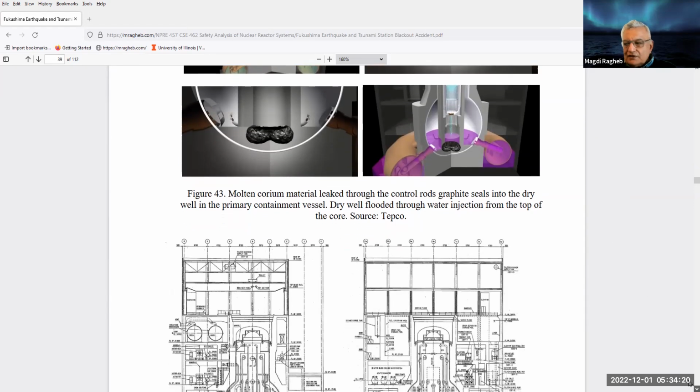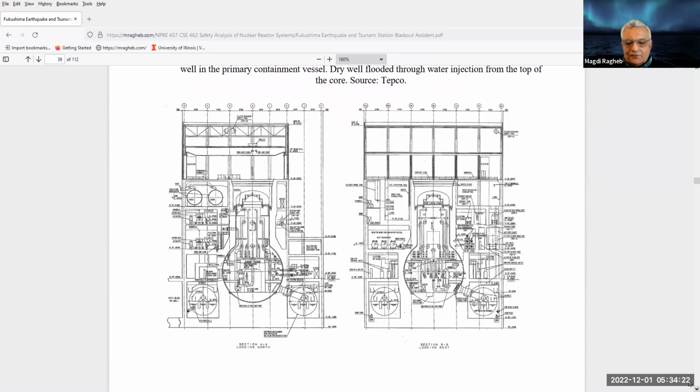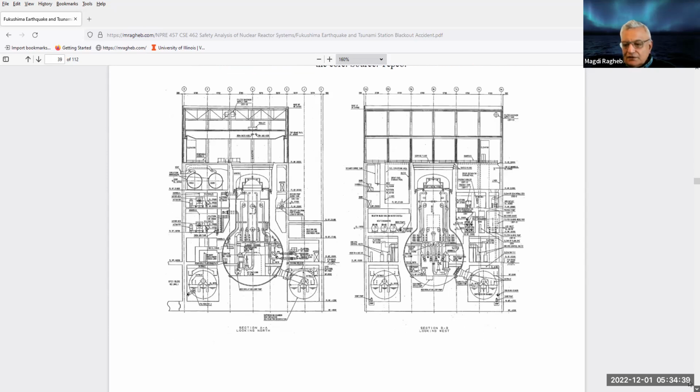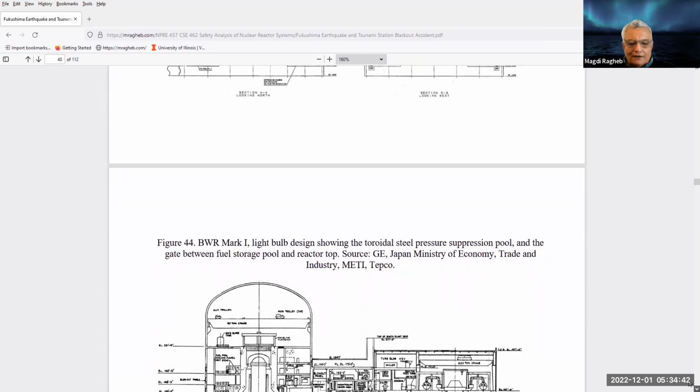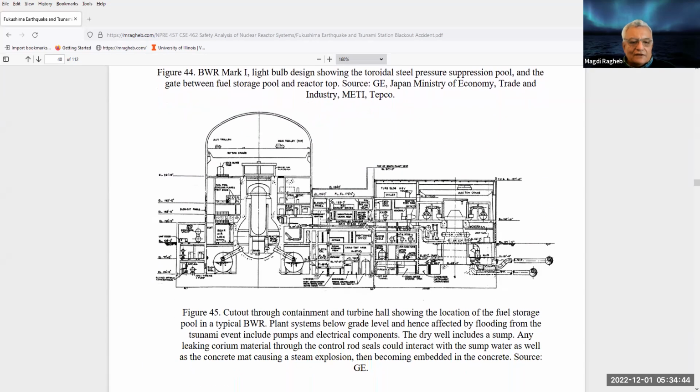Let us look at the safety analysis report of a typical Mark I design, which is a light bulb design there. This is a pressure suppression pool here. This is a dry well under the core. So in the actual design, you would see that the core would have melted down into that area of what's called the dry well. And if you look at from the side, this is again should be a dry area. Notice here, this is the ground level.